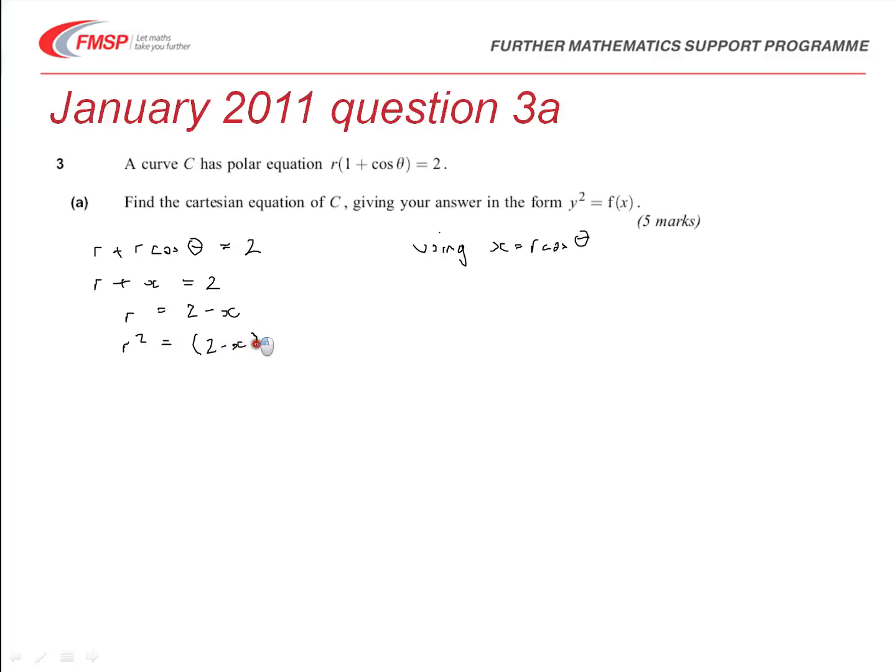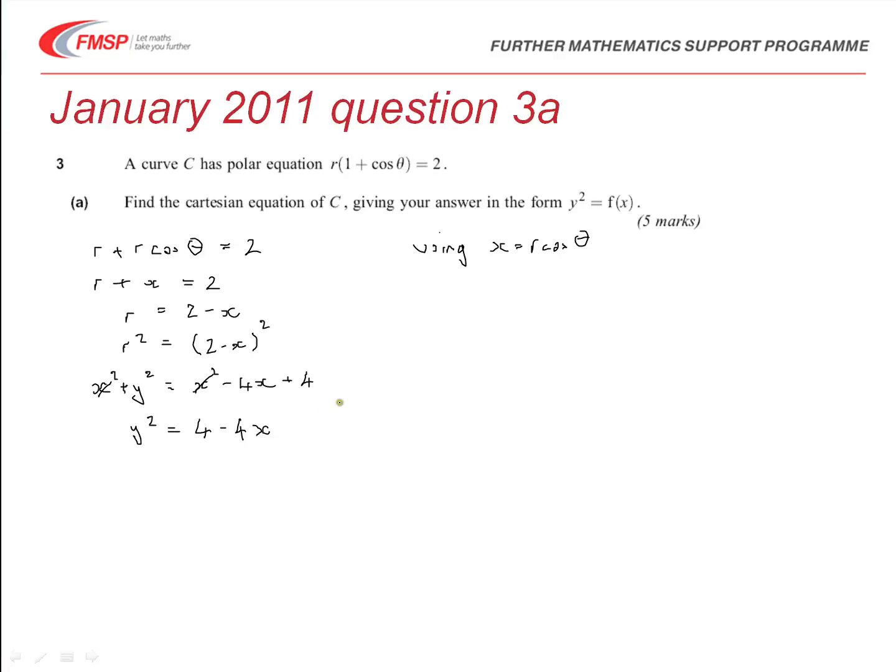and then replace r squared with x squared plus y squared and multiply out these brackets to give us x squared minus 4x plus 4, and so we can see now the x squareds will cancel on either side, and we get y squared equals 4 minus 4x, which is in the form of the answer that we require, y squared as some function of x.